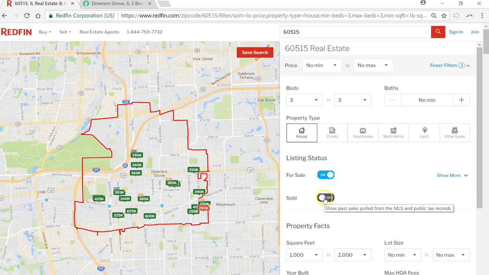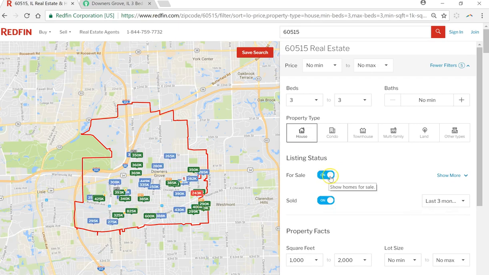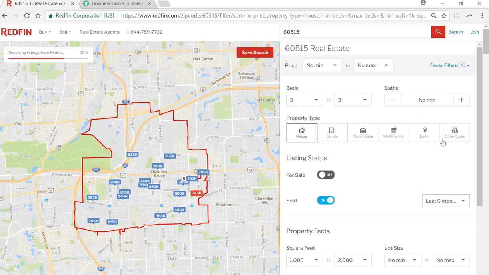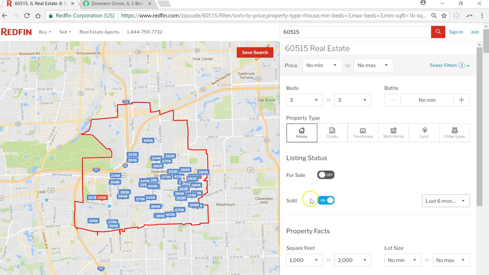Then you can change the filter here. I want to see properties that are sold. I don't want to see active properties. So you turn this off for a second, and it says in the last 3 months or the last 6 months. You want to see property that's sold in the last 6 months. So now you can see within my area, these are all the properties sold within the last 6 months.